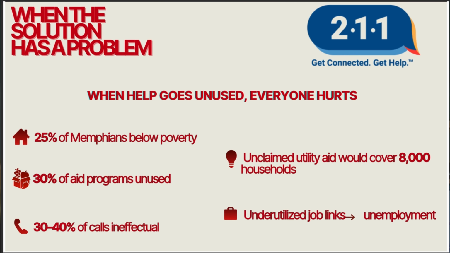So our solution has a problem. Right now, currently, 25% of Memphis is below poverty, although 30% of our aid programs are going unused. Unfortunately, because of that unclaimed utility aid, we will be able to feed more households as well as decrease unemployment and make our calls more effective if we had a better website and landing page.